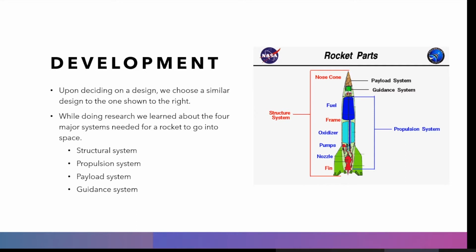The structural system involves the frame of the rocket, which allows it to hold the rocket's fins, cone, and body, while the propulsion system includes fuel, engine, and oxidizer. The payload is anything that the rocket would be carrying, such as personnel. Lastly, the guidance system provides information from computers and satellites to allow stability during the trip.